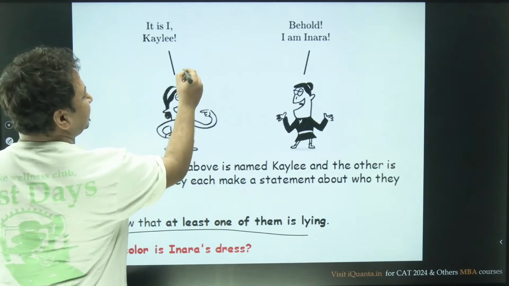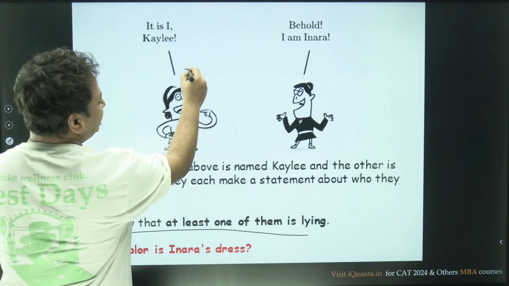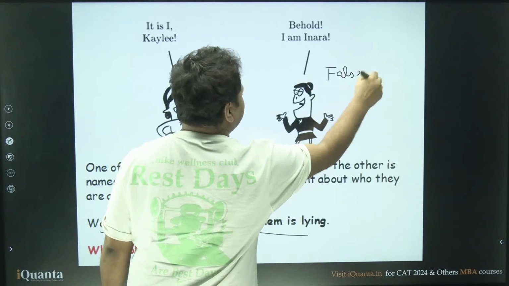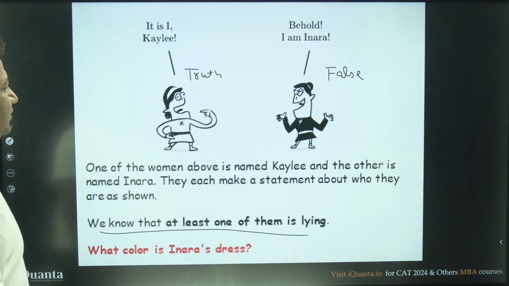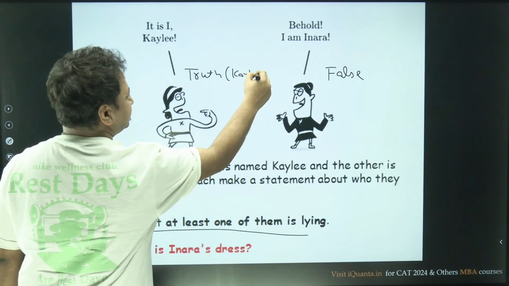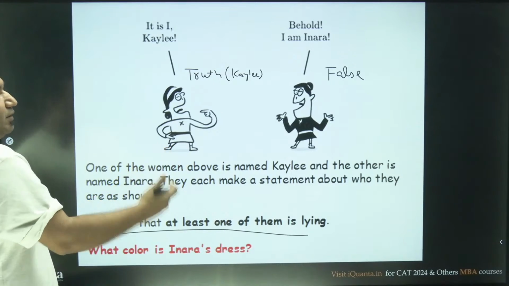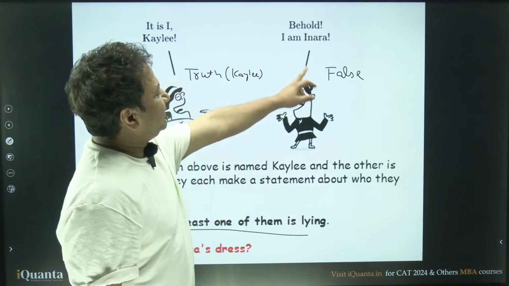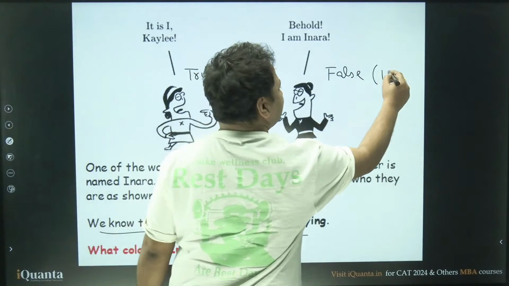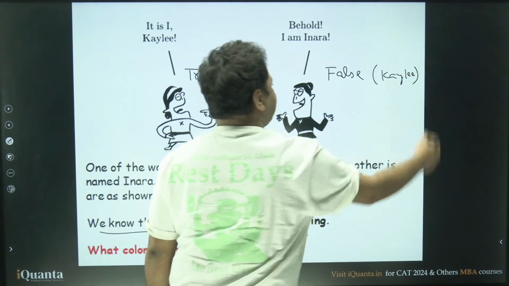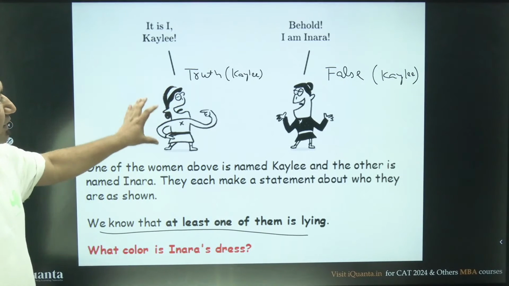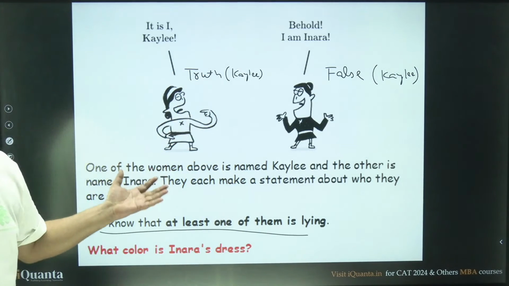Let us assume that this girl in white is saying the truth, and this girl is lying. So when I assume that, that means this girl is Kaylee for sure. She's saying the truth. And this girl is lying. She is saying, I am Inara. If she is lying, that means she is also Kaylee. Isn't it? Her statement will be false. So if I assume the first woman to be the truth teller and the second to be the liar, then both will be Kaylees.